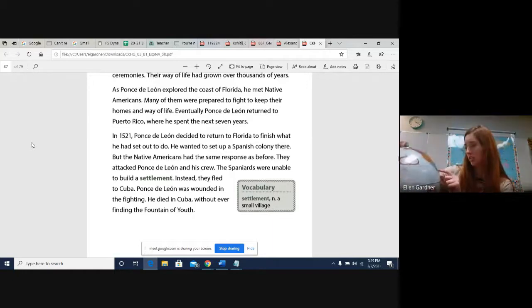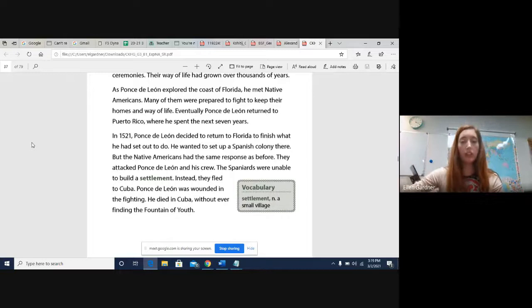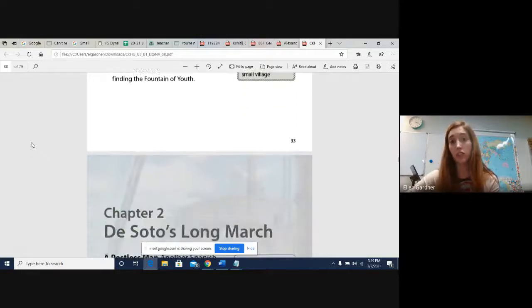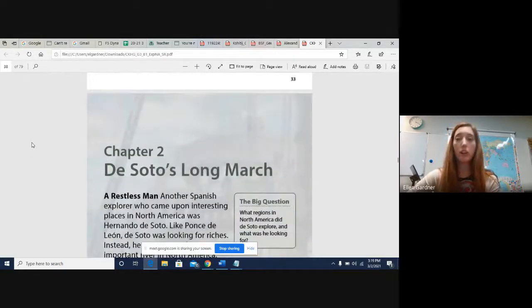Or maybe not technically the Gulf of Mexico. Yeah, kind of. Now, Ponce de Leon was wounded in the fighting. He died in Cuba without ever finding the Fountain of Youth. So Ponce de Leon had a somewhat unsuccessful journey, however, he paved the way for the later Europeans to come into Florida and the rest of the United States.